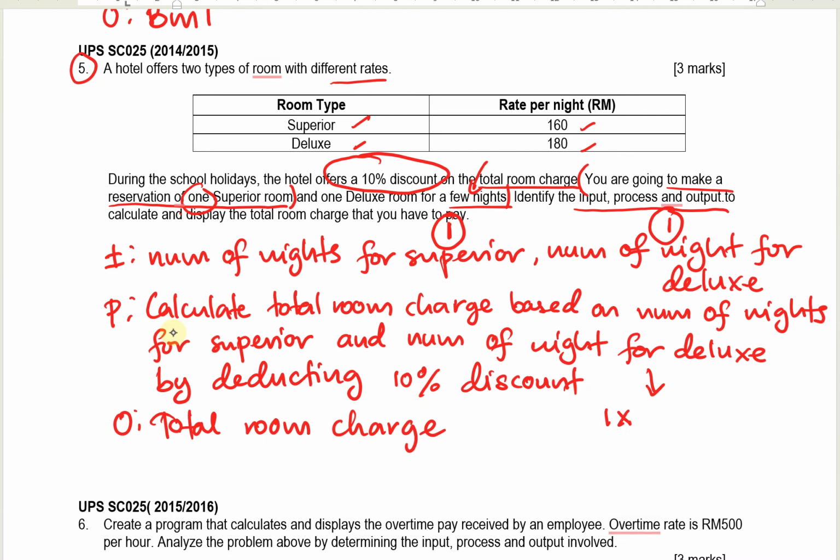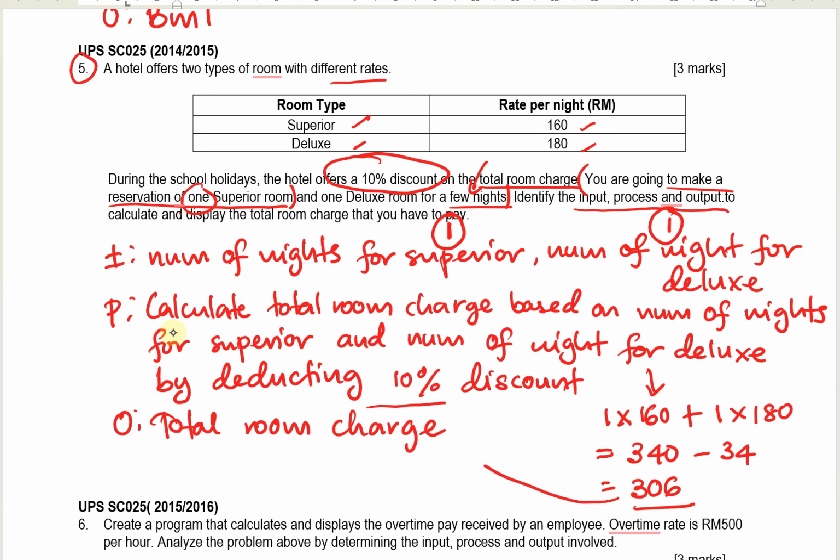Now in the process here, it will calculate one night times the rate for superior, which is 160, plus the number of nights for deluxe, which is 1. Just now I entered 1 times 180. Then it will calculate, and you will get how much? 340. Then it will deduct the 10% discount, that is 34 ringgit. And finally, I have to pay 306 ringgit. 306 ringgit will be displayed for the output.